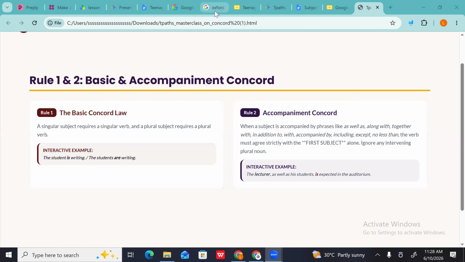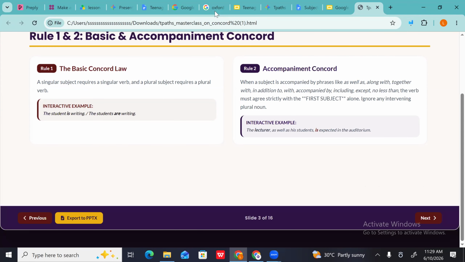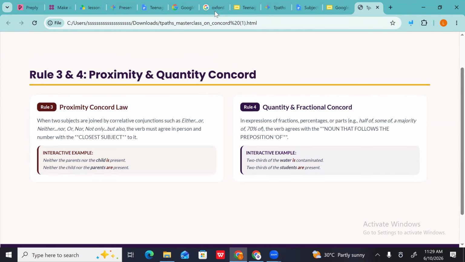Okay. Some people have dropped as well. The lecturer is the subject. Thank you. Okay, let's move on to the next slide. The next one is what? Proximity concord. When two subjects are joined by correlative conjunctions, such as either or, neither nor, but not only but also, the verb must agree in person and number with the closest subject to it.